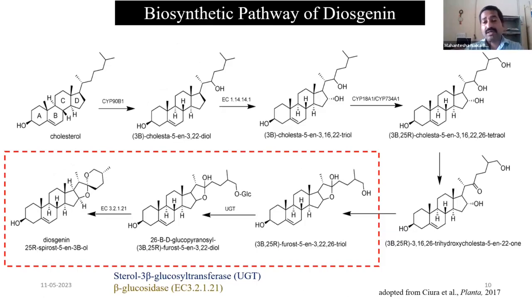So the second very important molecule is again diosgenin. If you look here, this is the pathway of diosgenin synthesis. It starts with cholesterol. Interestingly, in our study, we have found very important enzymes. One is sterol 3-beta glycosyltransferase and another enzyme is beta glucosidase. So these two enzyme transcripts were identified.